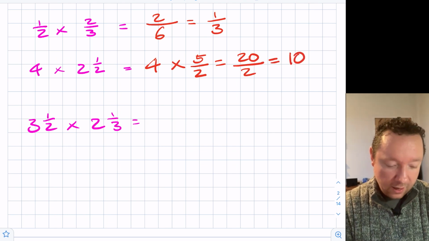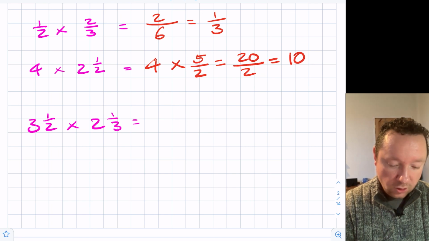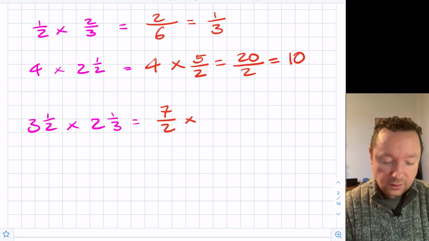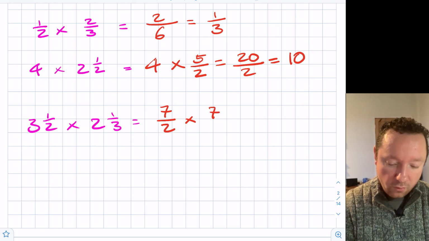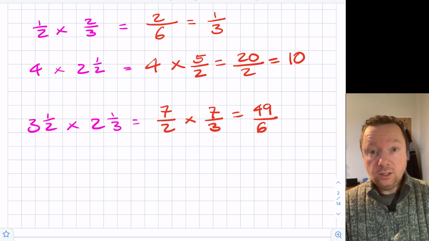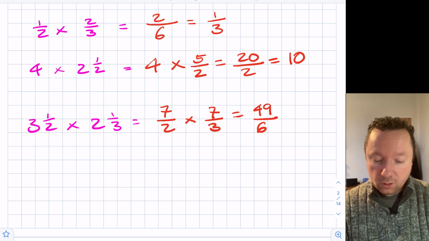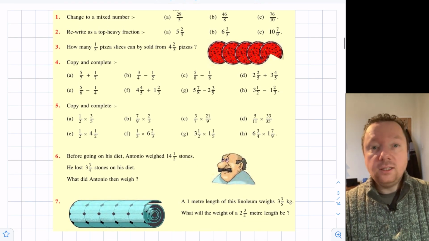Another example like that, 3 1/2, so that's 3 times 2 is 6 plus 1 is 7 over 2, times 2 1/3: 2 3s is 6 plus 1 is 7 over 3. 7 times 7 is 49, and 2 times 3 is 6. And then at that point you would just simplify if you can, but no number goes into 6 and 49.